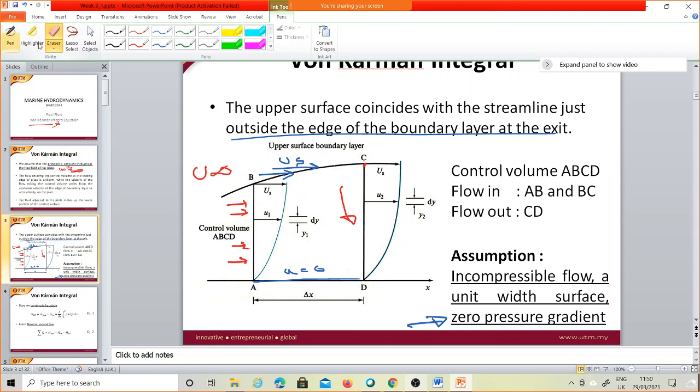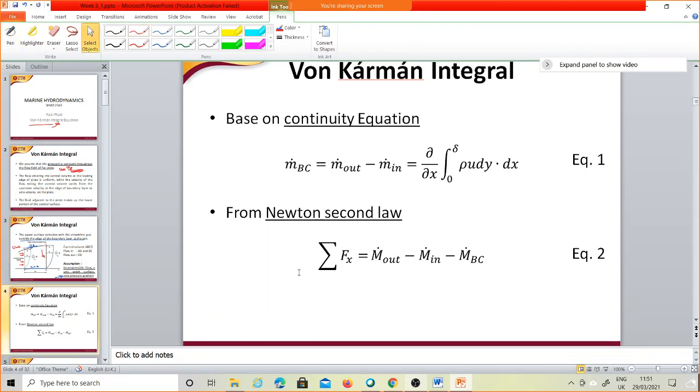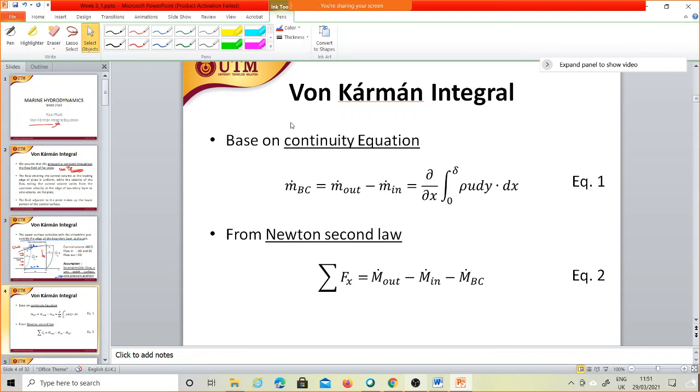So in simple terms, we don't have any pressure gradient, and the flow is uniform upstream. It means that when the flow is entering the control volume, it is all uniform. The lower surface is formed by the plate itself, and the upper surface is considered outside the boundary layer. The inlet is AB and BC, and the outlet is CD, because AD is actually the plate itself. We cannot have flow in and out there. It's a wall.